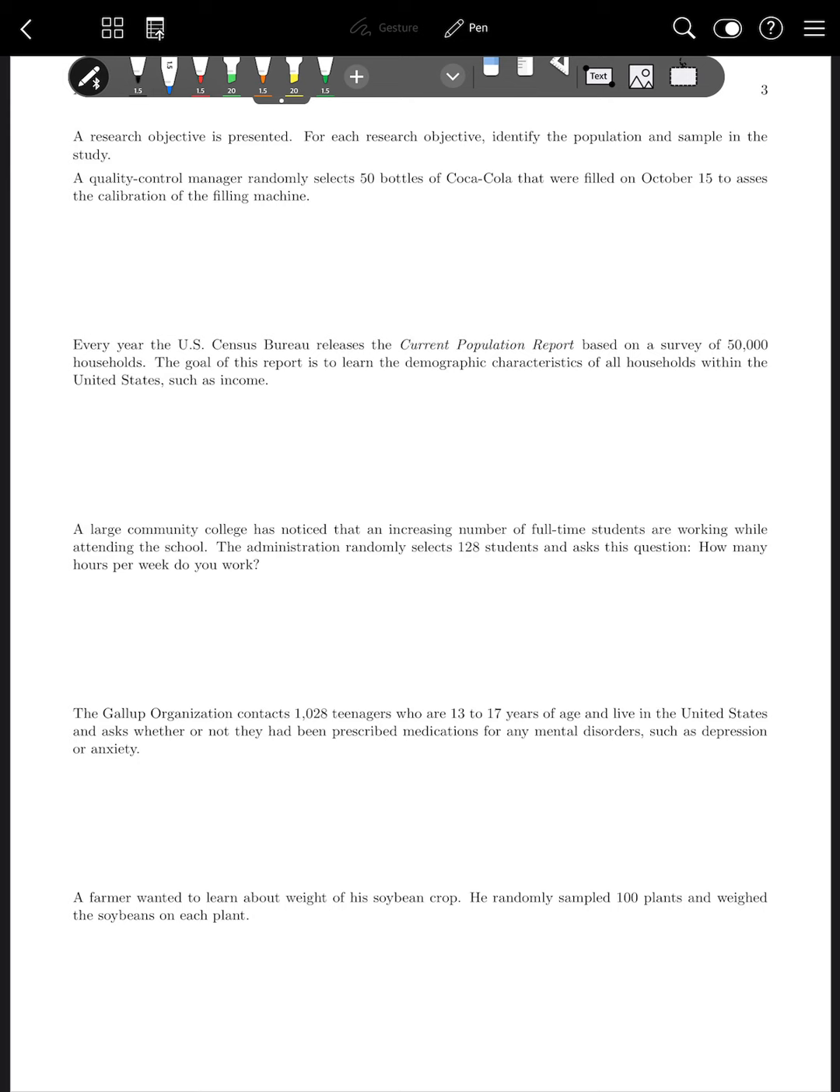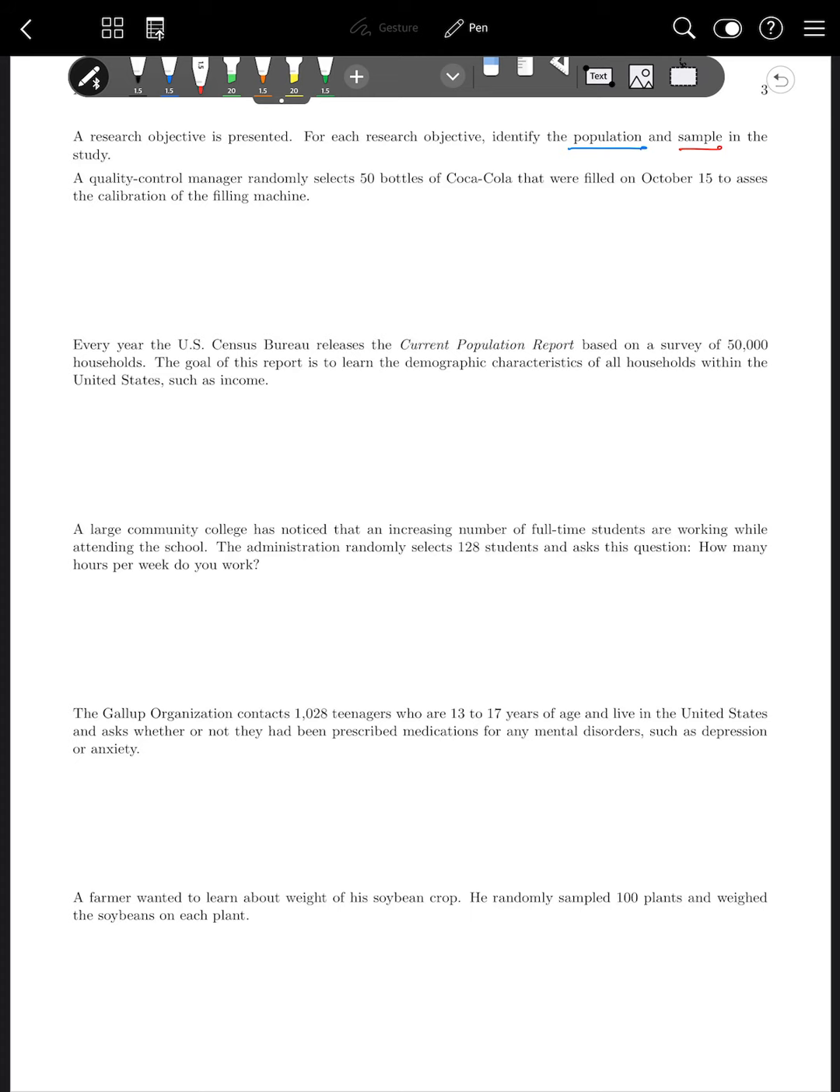Now what we want to do is drop further into this idea of the difference between population and sample and being able to recognize the population and the sample in a paper or a study. So a research objective is presented. For each research objective, identify the population and sample in the study. Okay, so we're just going to go through this together. I'm going to underline the populations in blue and the samples in red, if it's possible to underline both of them. Some of them I might write out, but I'm going to do the first two together again. We'll pause it and you can try the other ones.